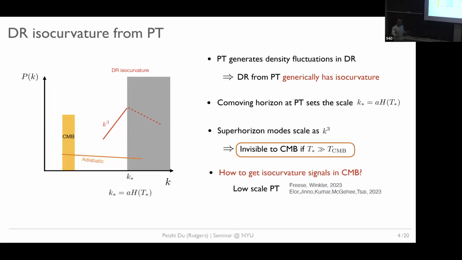Because I said there's no constraint because the scales are well separated. But what if we bring them closer? Indeed, people do consider these low scale phase transitions, as a few papers showed here.